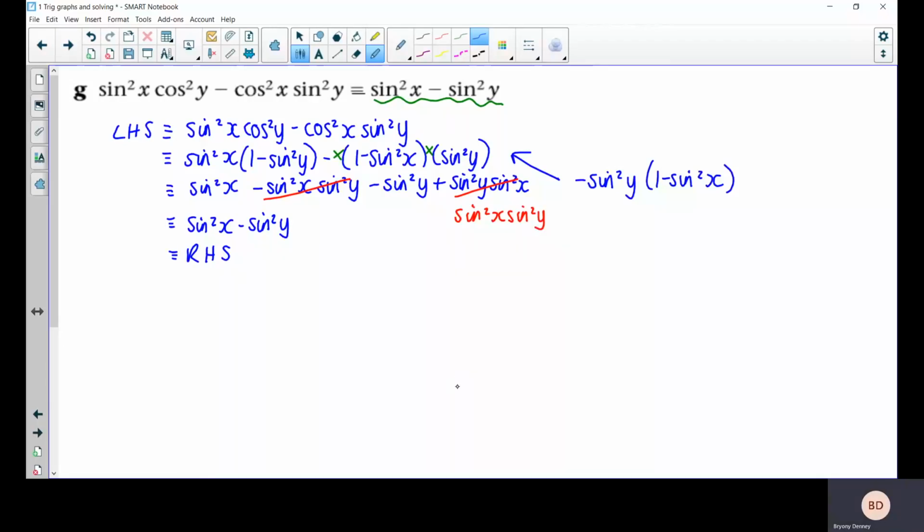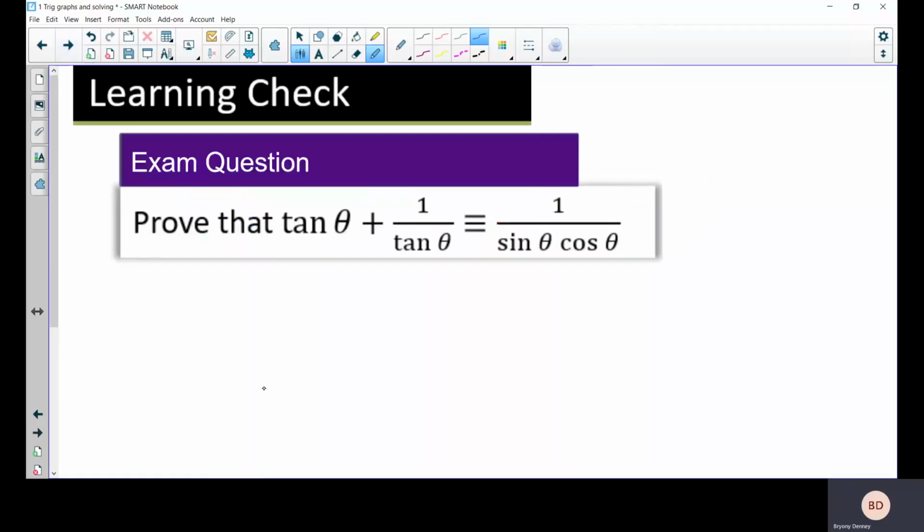Okay, so I hope that's helped with some of the questions you've had to do on trigonometric proof. To finish, you might want to just have a look at this one. Remember, with these questions, you know you've got to the right answer if you've got to the other side, and hopefully you've not broken any maths in between your stages. So have a look at this one. I'm not going to go through this one. So prove that tan theta plus 1 over tan theta is equal to 1 over sine theta cos theta.